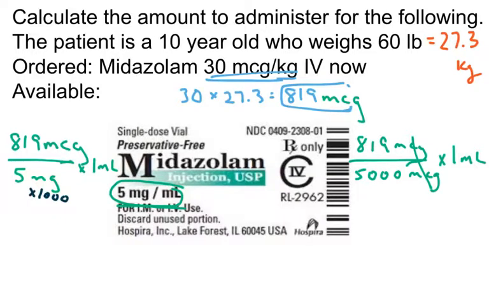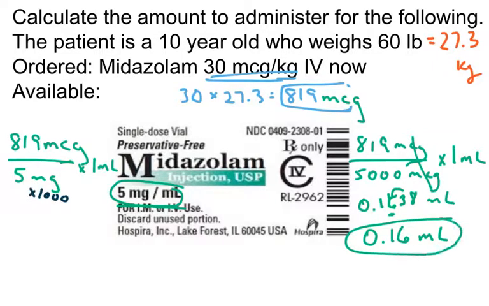Now again, you're going to get an answer. My answer says 0.1638, on and on and on. And these are milliliters. Since this is 1 milliliter, it's going to go in the 1 milliliter tuberculin syringe. So you're going to round to the hundredths place. So that 3 makes that 6 stay the same. So you get 0.16 milliliters as your final answer.